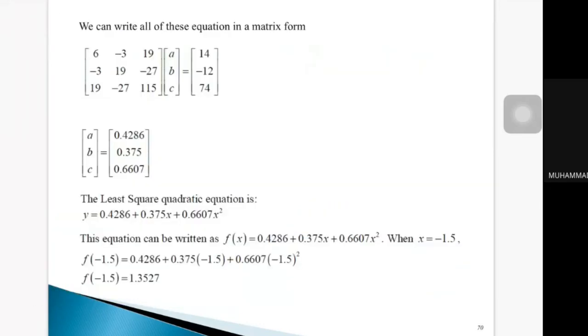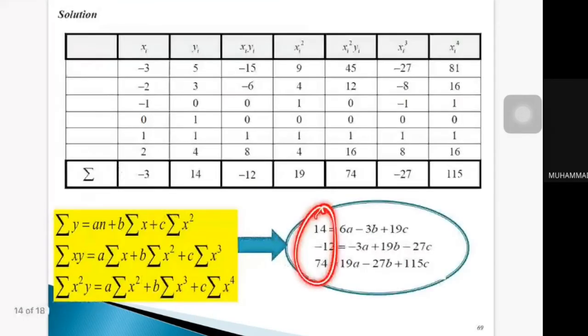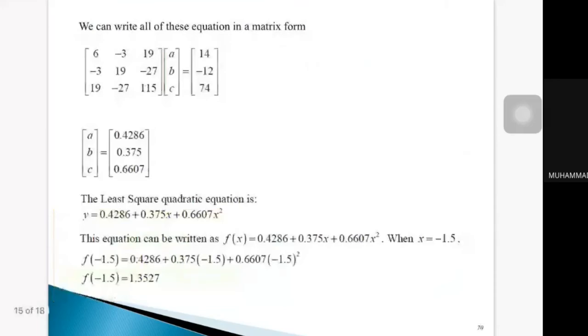Okay, so how to get the value of A, B, and C? You can write all these equations in matrix form. Okay, 6, negative 3, 19. Negative 3, 19, negative 27. 19, negative 27, 115. A, B, C here equal to 14, negative 12, 74. You can write in the matrix form. Then you can solve this. You can use any method to solve this, solving a system of linear equations. So you can get this A, B, and C.